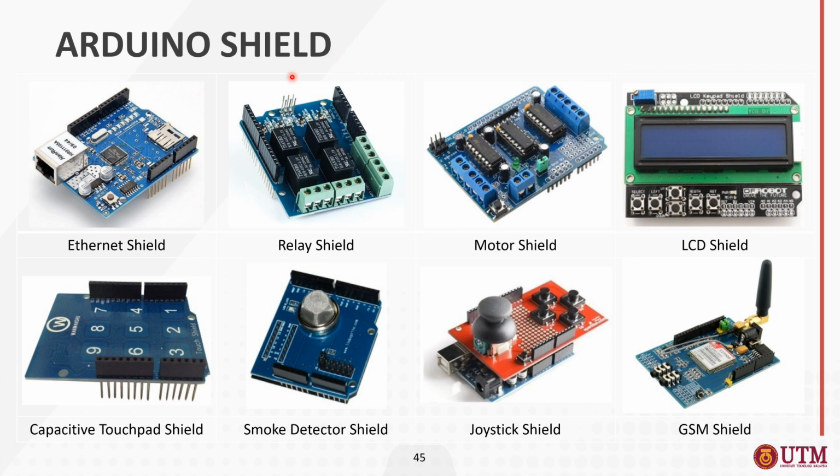So this is an example of the shield. You have the Ethernet shield if you want to connect your Arduino to Ethernet connections. This is the relay shield. If your system requires some relay application, you can connect your Arduino to the relay shield. This is the motor shield, where you connect your Arduino to the motor driver and the motor. You need to use a motor shield, because it is already equipped with the motor driver.